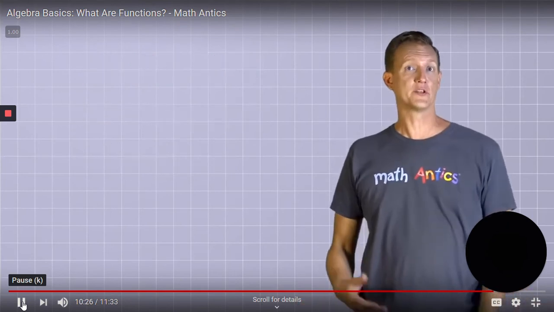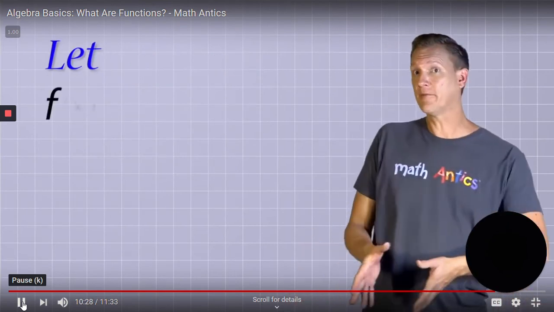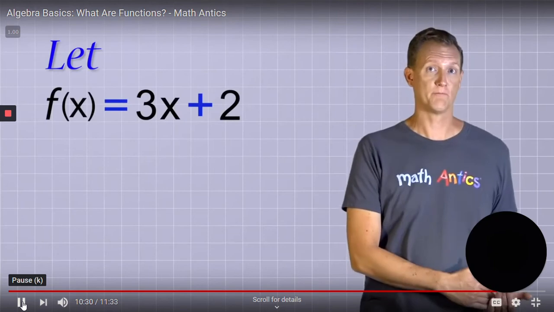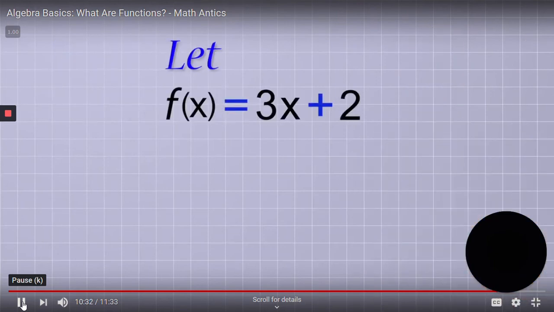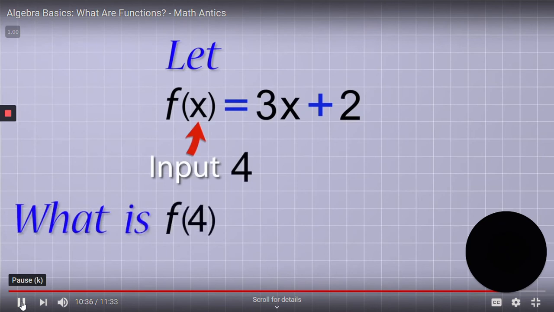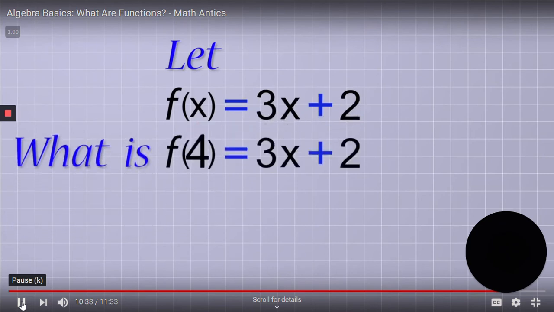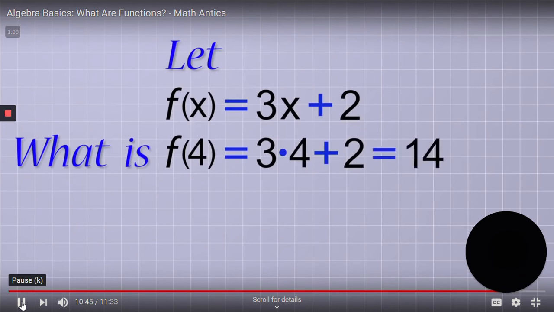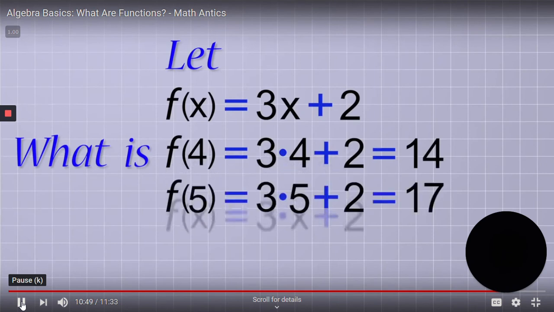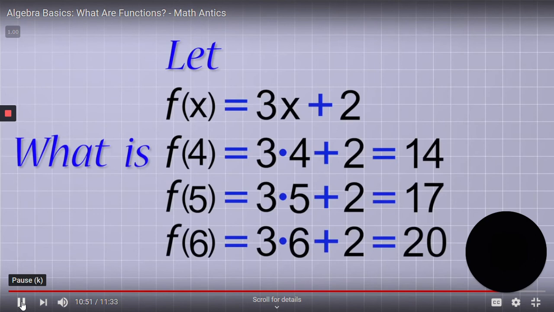For example, you could start off by saying, let the function f of x equal 3x plus 2. Then you could ask someone to evaluate the function for the input value 4 by saying, what is f of 4? That means you'll substitute a 4 in place of any x's that are in the function. For this function, that would mean f of 4 equals 14. And you could do this for other values too. f of 5 equals 17, and f of 6 equals 20. Pretty easy, huh?